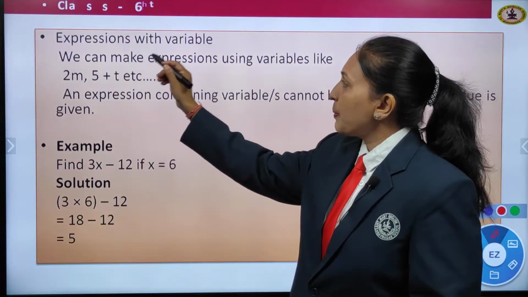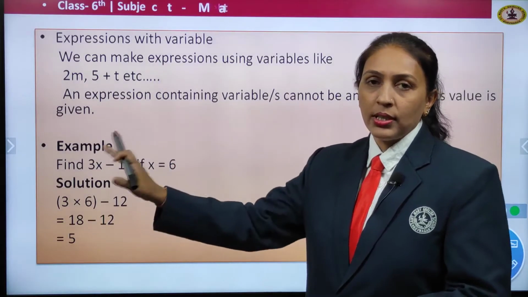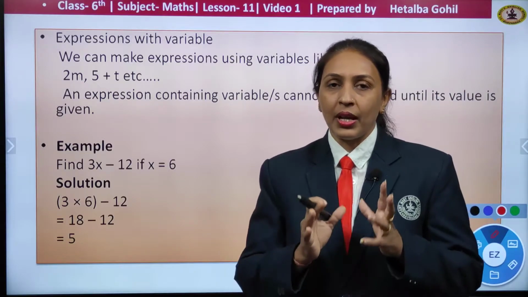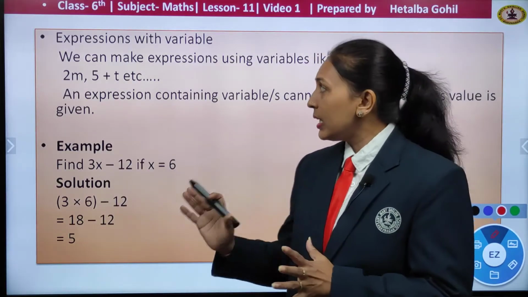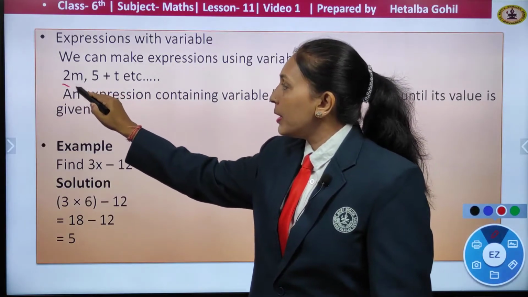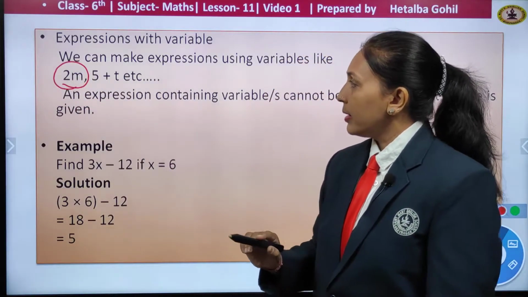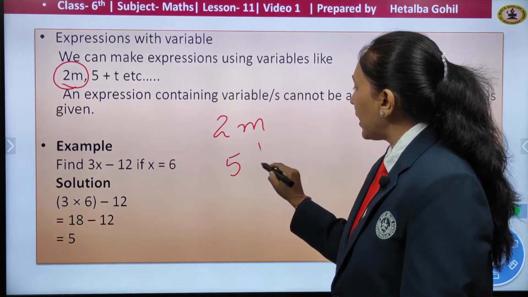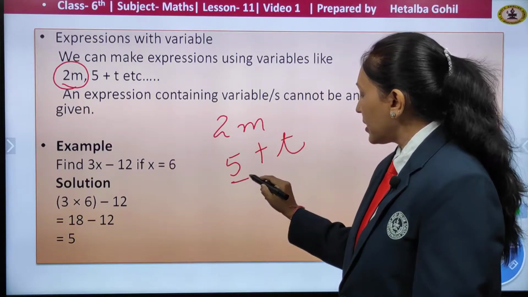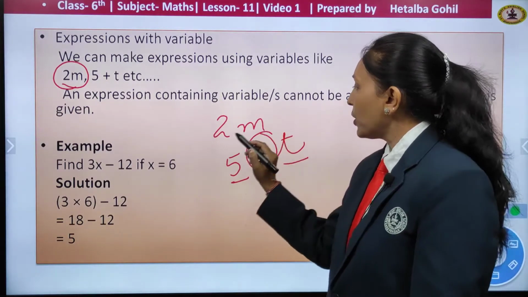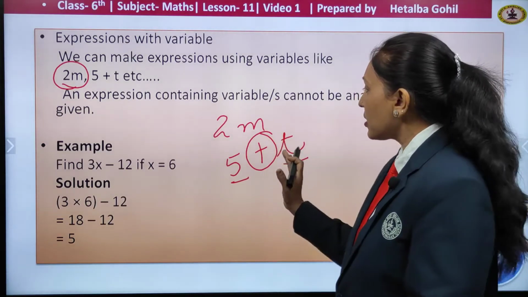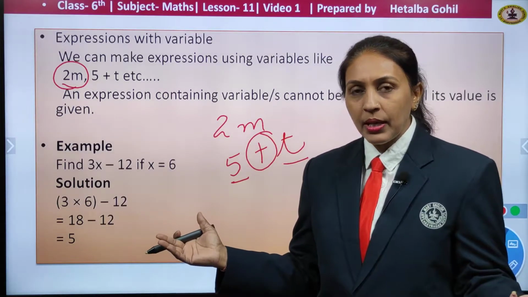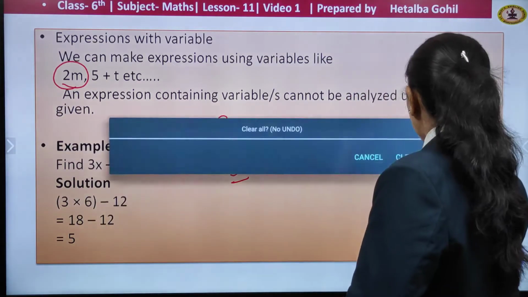Now we have here an expression with variable. As I told you in the previous slide, there we had no variables involved, only numbers and certain operations. But here you can see we have a number and a variable together. You can see 2m, 5 plus t. Here a number is there, a variable is there, and the operations are involved too. So this is called an expression with variables. You can use any variable, that is not limited.